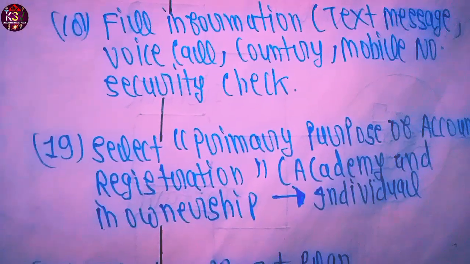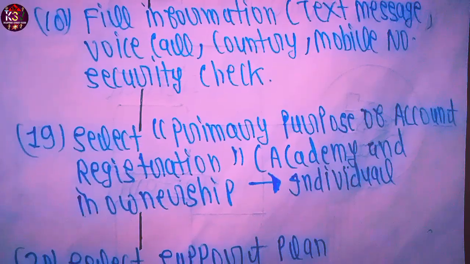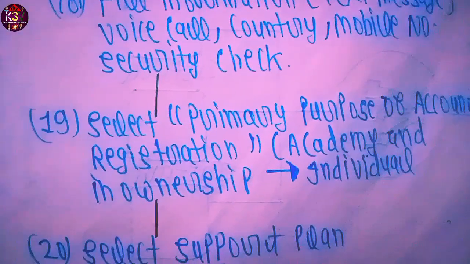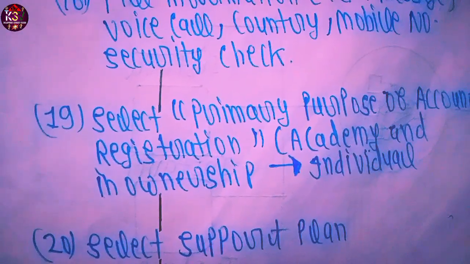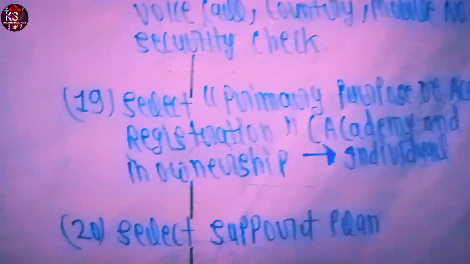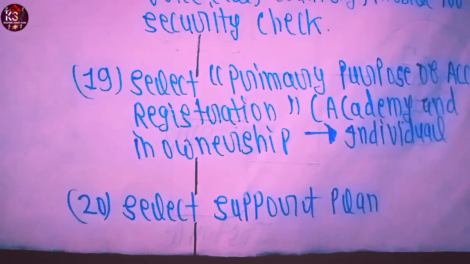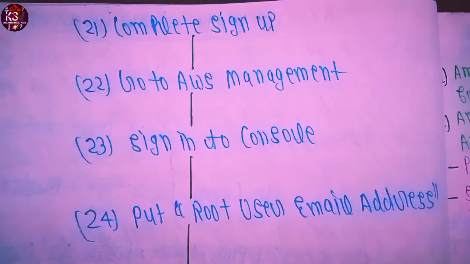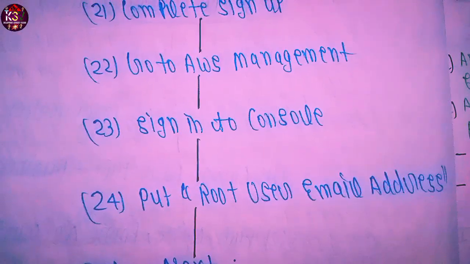Nineteen is select the primary purpose of account registration, academy, and in ownership select individual. So you will select the individual option. Then select a support plan. Twenty-one point is complete the sign up.